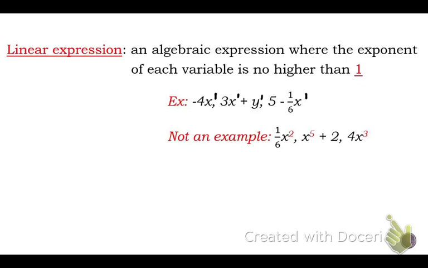Let's look at these down here. 1/6 x squared. Class, what is that exponent? What is it? 2. Guys, what is it? 2. Very good. Let's look at this next one. X to the fifth plus 2. Jacoby, what's the exponent? 5. Very good. And the final one, Jace, 4x cubed. What is the exponent? 3. Very good. Okay, so linear expressions will have a variable that's not higher than a 1.